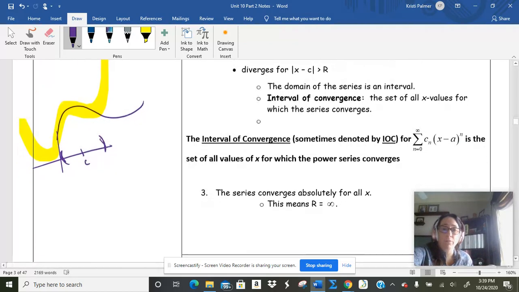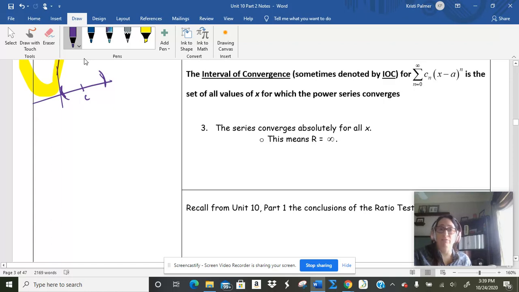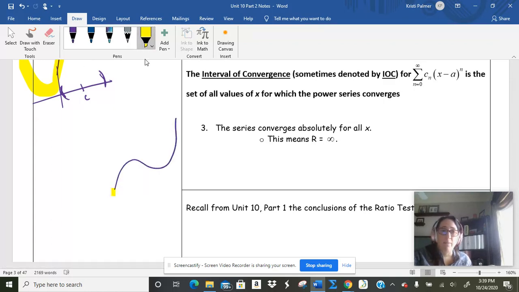Or what we love the most is when it converges everywhere. So the graph matches the polynomial everywhere. So your radius of convergence here, like as you go out from your center, would be infinity because it's going forever and ever to match. And so those are going to be the 3 things that we are looking at here.